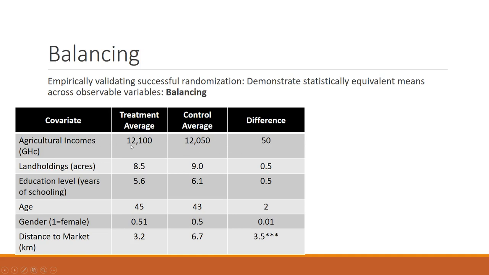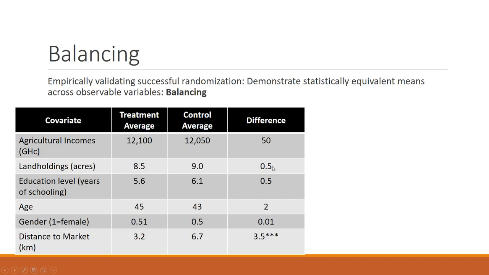All right, we'll do it again. Let's do land holdings. It's how many acres of land the farmers have. So on average, the average number of acres that the treatment farmers own is 8.5 acres. The average acres that the control farmers own is 9 acres. That's a difference of 0.5 acres. So then we'll use a t-test to determine whether or not this difference is statistically significant.